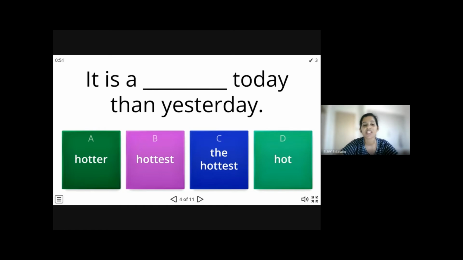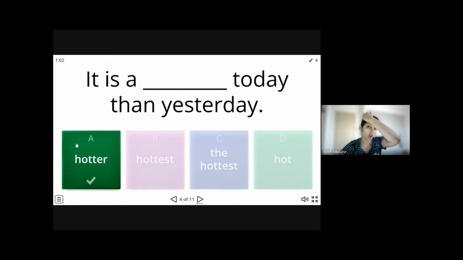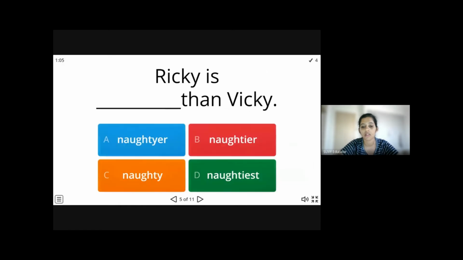It is a dash today than yesterday. Okay. Now it's again comparing between today and yesterday. So is it hotter, hottest, the hottest, or hot? So when you are comparing, you say hotter.